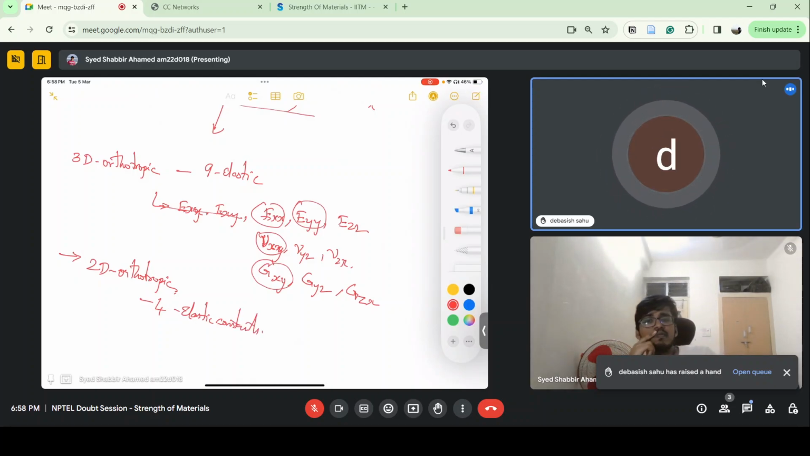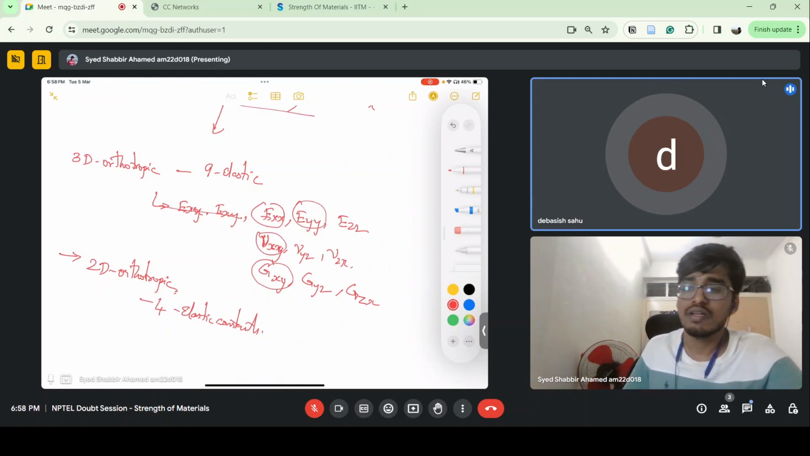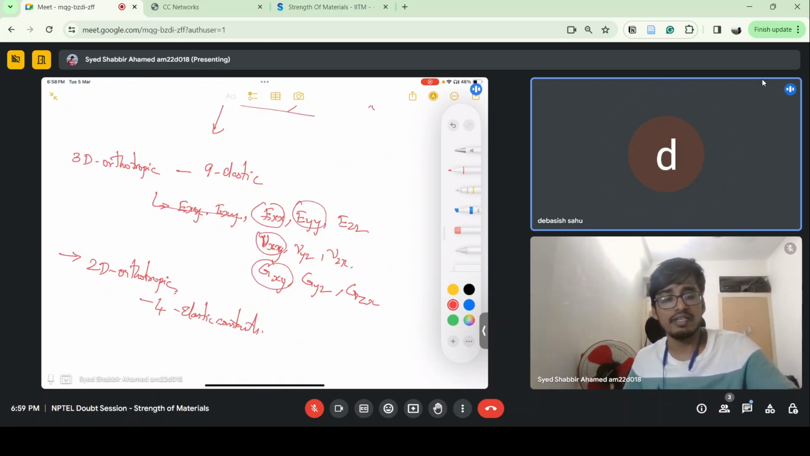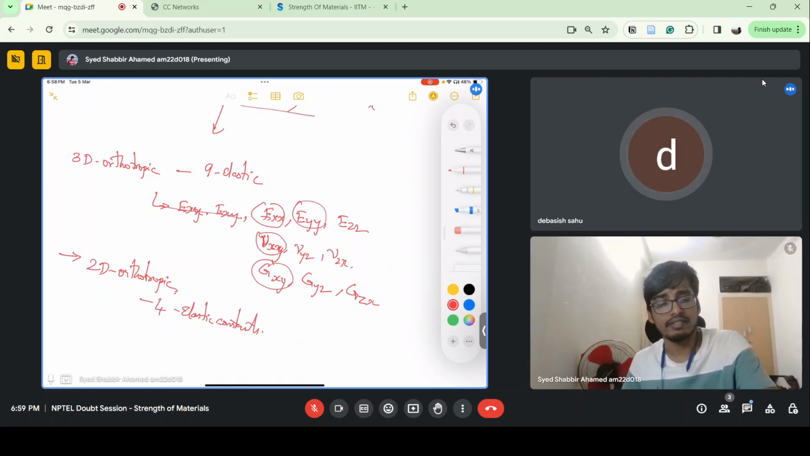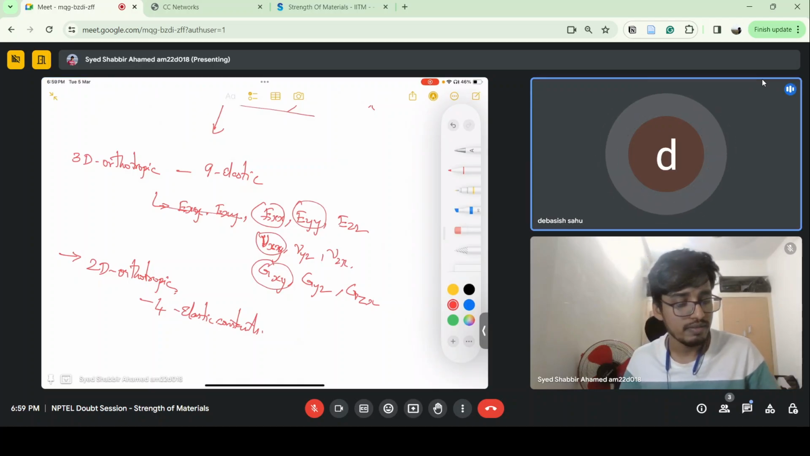Sir, in orthotropic, they do not follow this equation, E equals 9KG by G plus 3K. No, that is derived for an isotropic case. All the relationships which I gave are only for isotropic case. Okay, sir.